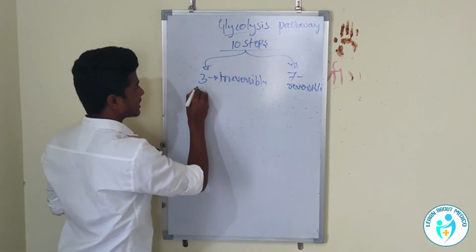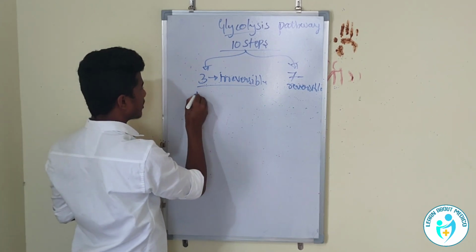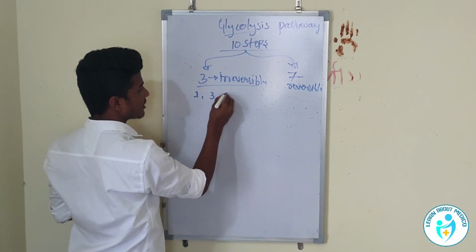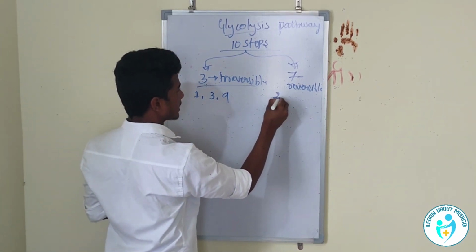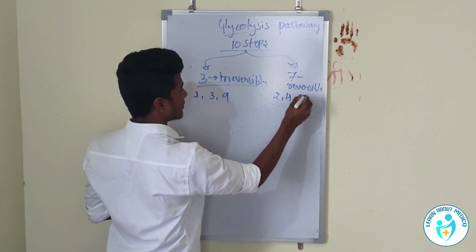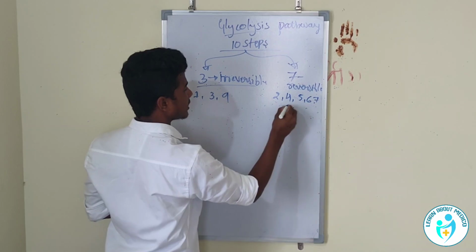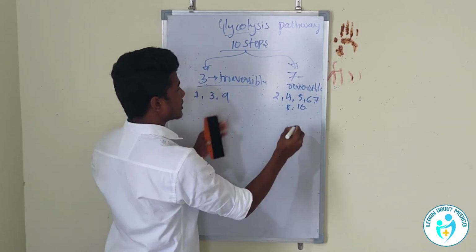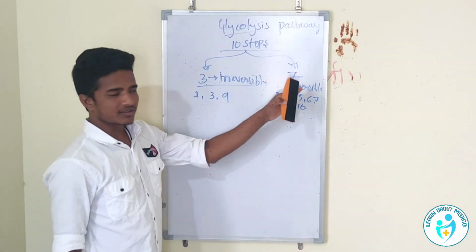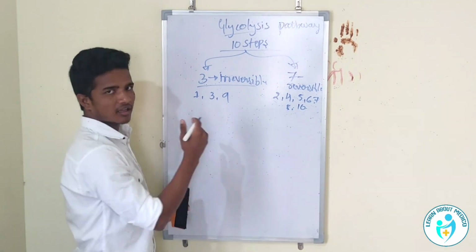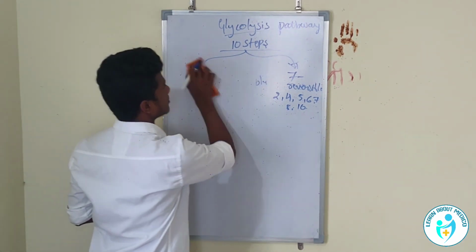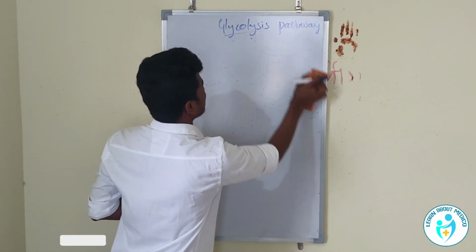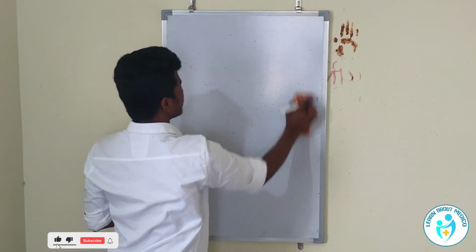Okay, the irreversible steps are the first step, third step, and ninth step. And the remaining steps, that is second, fourth, fifth, sixth, seventh, eighth, and 10th, are reversible steps, and 1, 3, 9 are the irreversible steps. Okay, let us discuss the steps of glycolysis.